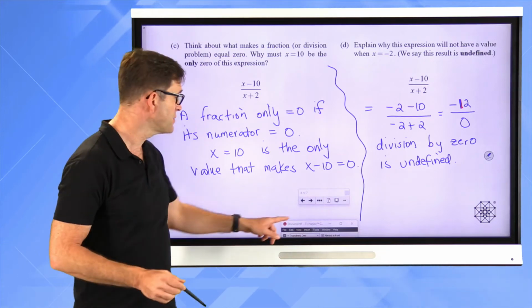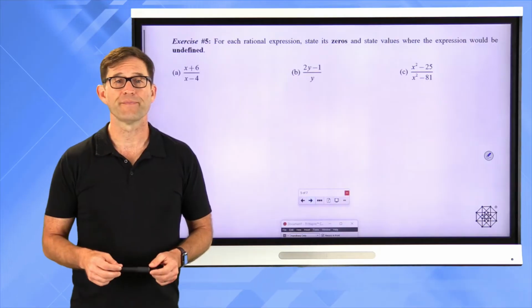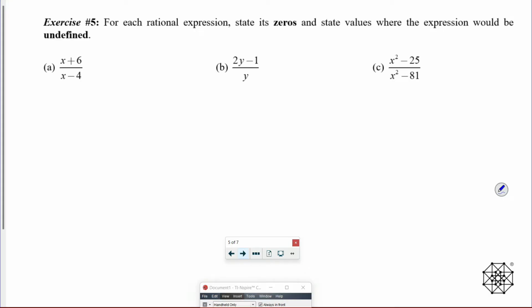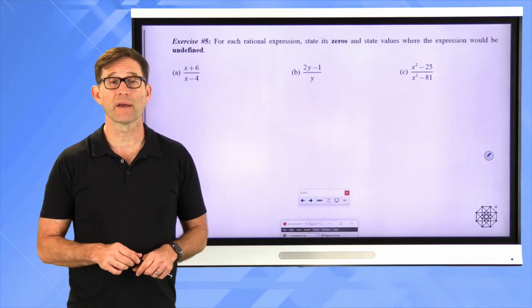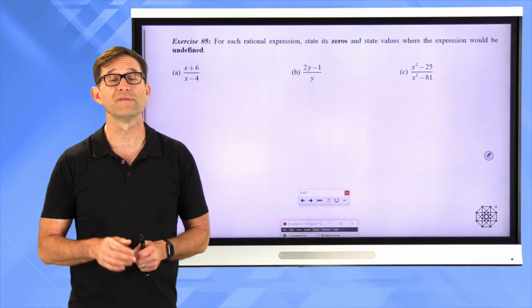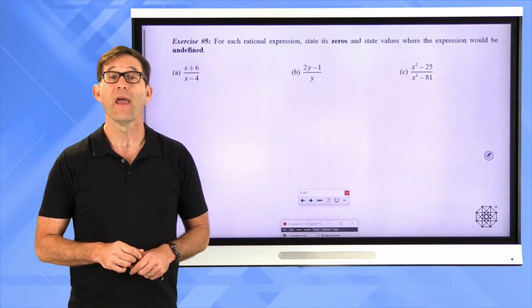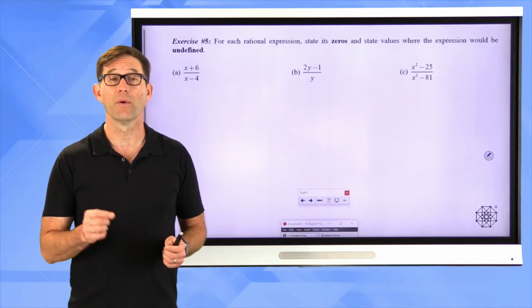All right, let's play around with these a little bit. Exercise number 5. For each rational expression, state its zeros and state values where the expression would be undefined. All right, well, what I'd like you to do is, given what we just did in exercise number 4, try letter A. First, try to figure out what zero or zeros it has, and then also try to figure out what values of x or value of x would make it undefined.